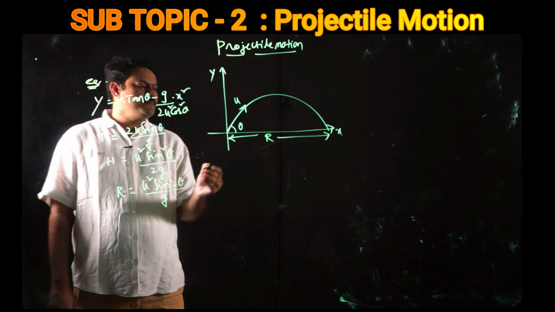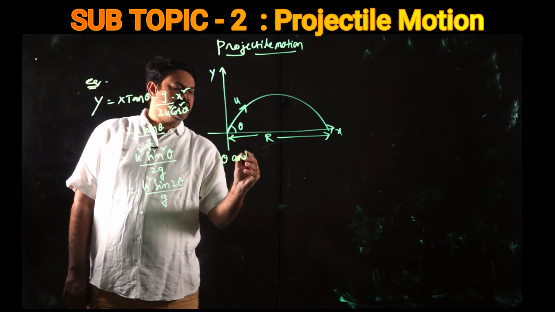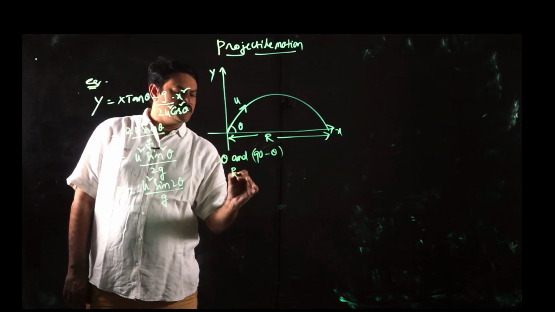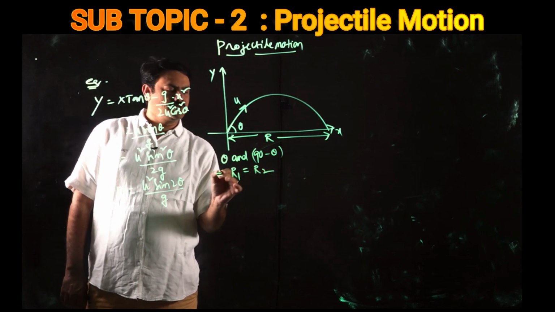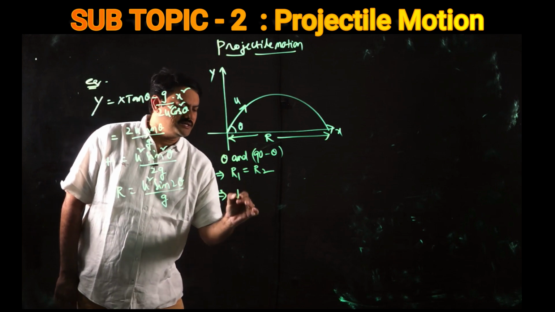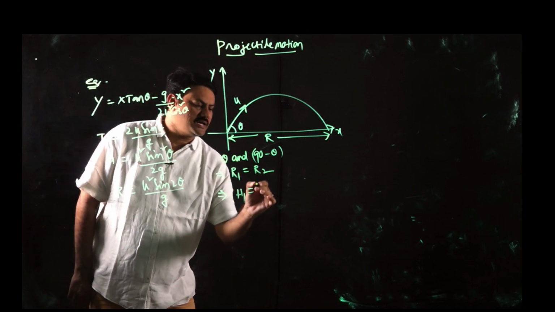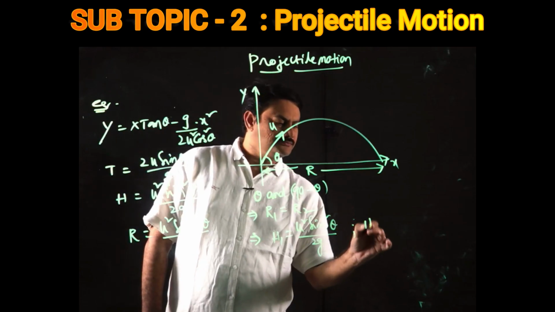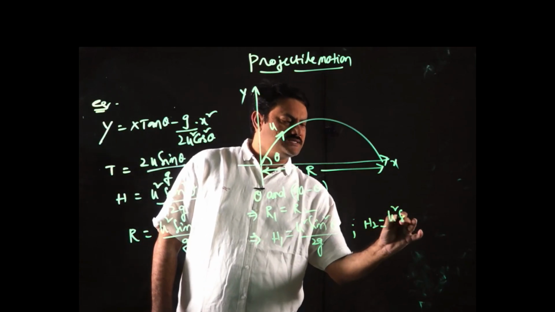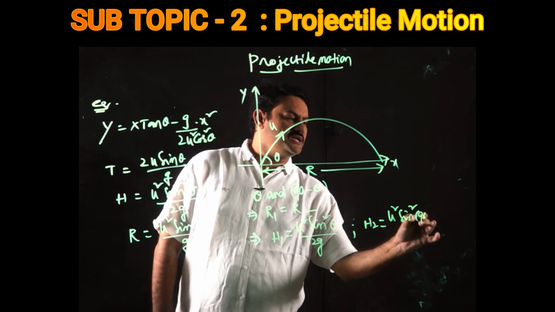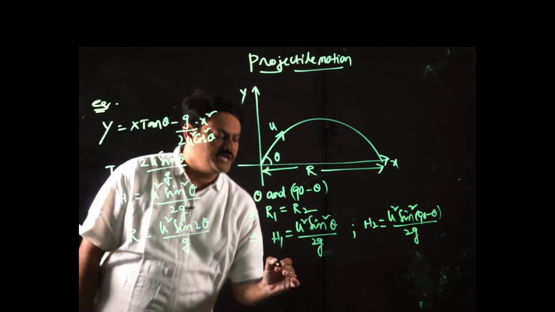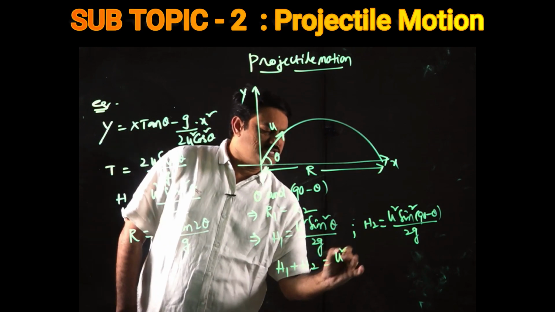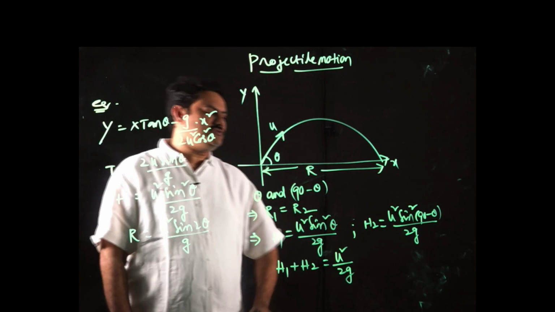In the case of complementary angles theta and 90 minus theta, the ranges are the same, R1 is equal to R2. Next, height h1 at an angle theta is u square sin square theta by 2g, and h2 is equal to u square sin square of 90 minus theta, so cos square theta by 2g. So h1 plus h2 is equal to u square by 2g into sin square theta plus cos square theta, you will get u square by 2g.